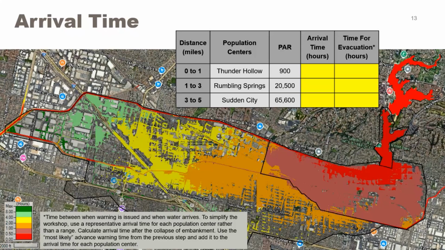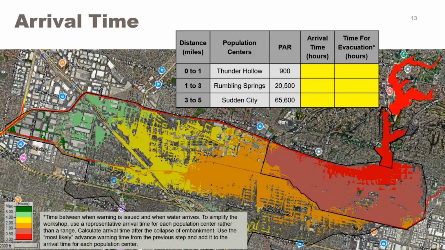So if it took a day, that's not the right answer. That would be a day plus 5 hours or a day plus 1 hour of effective warning time. So for each of these 3 different impact areas, these downstream reaches, calculate the arrival time and then the time for evacuation. Now, obviously, you have to smooth it a little bit. Some of these people in these areas are getting different times. What do you think is the most likely, or the mode, median, whatever your preference is?